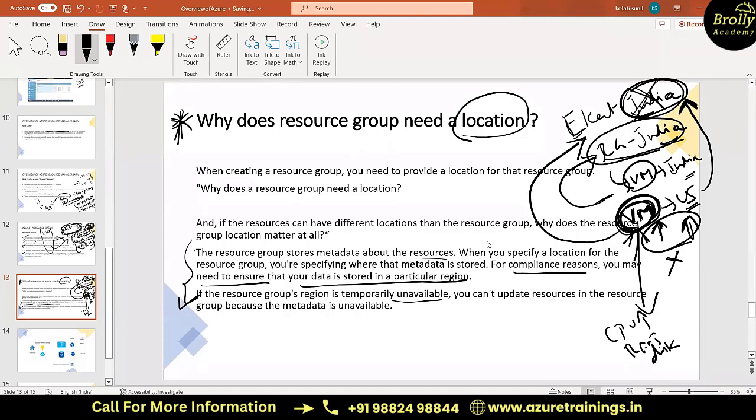We have to make a note: if the resource group's region is temporarily unavailable, you can't update resources in the resource group because the metadata is unavailable. I can't update the VM because I am not sure what the CPU is, what the RAM is, because all this information needs to come from the resource group. So if you are unable to make any modifications to a VM, we have to check where that VM is hosted, I mean what the resource group for that VM is.